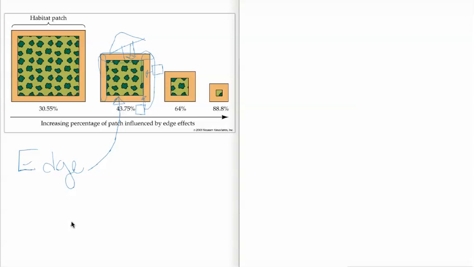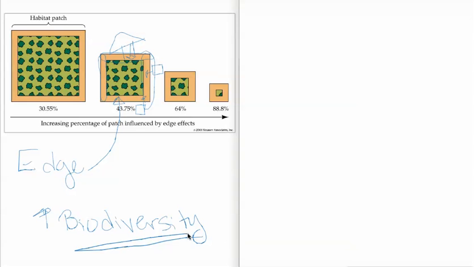So in order to increase biodiversity, the best way to increase biodiversity in the area is to do what? To have a larger habitat to begin with. The larger the habitat, the smaller percentage of that habitat is affected by the edge effect. So you can see that the percentage here, 30.55% in the large habitat, 43% in the medium, and then up to here 88% of this habitat is affected by edge effects.